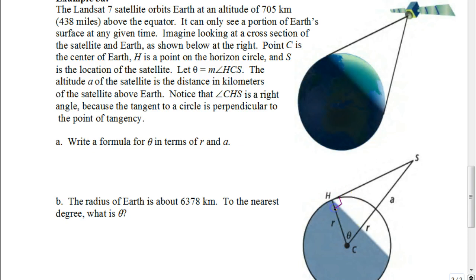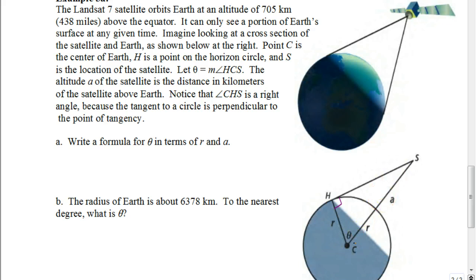Even though they don't say that, that would be a right angle because a tangent to a circle is perpendicular to the radius at the point of tangency. So they're telling us that that would be a right angle. We want to write a formula for theta in terms of R and A. If I look at this right triangle down in the bottom right, R would be the adjacent leg to this angle, and this side here, CS, would be the hypotenuse.